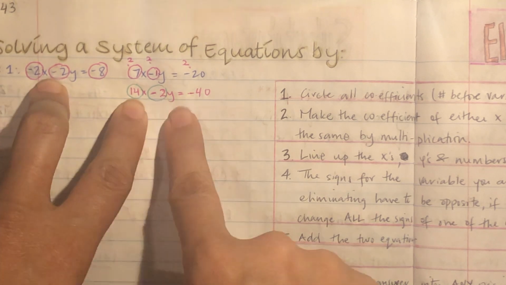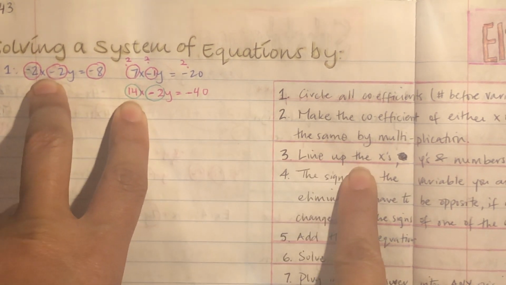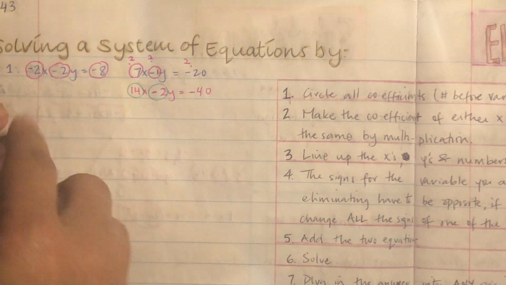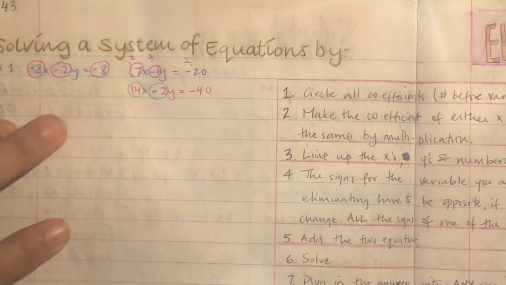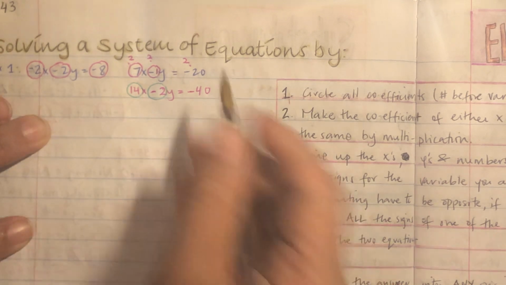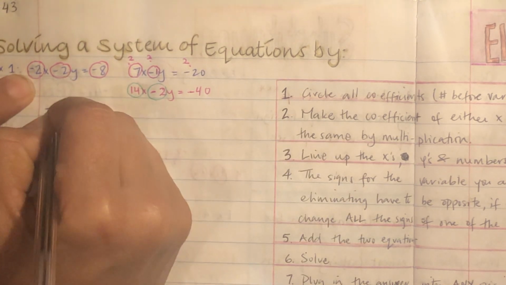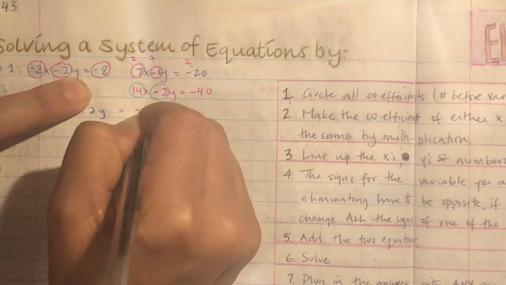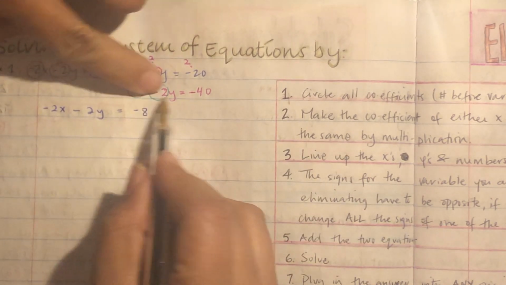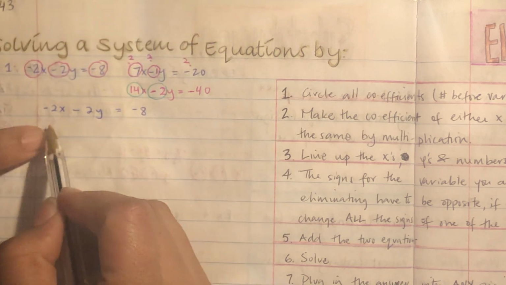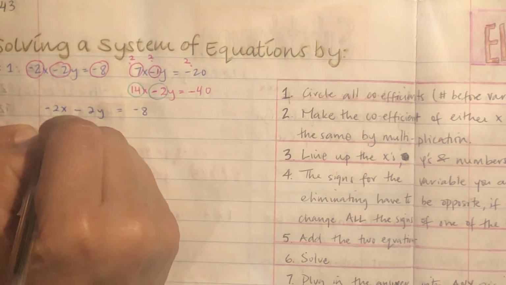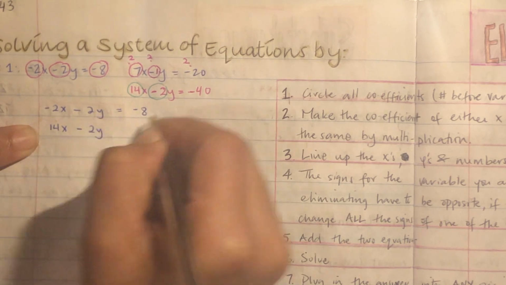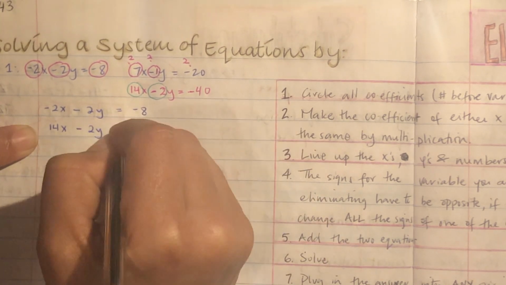Okay, once that happens, I'm going to move on to my next step, which is line up the x's and the y's and the numbers. You want to line them up right above each other. So I'm going to write this out. -2x minus 2y equals -8. Okay, now I'm going to line this up too with that. So first is x. So here we have 14x minus 2y equals -40.